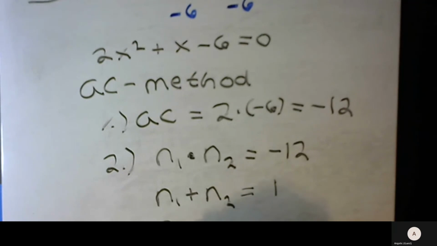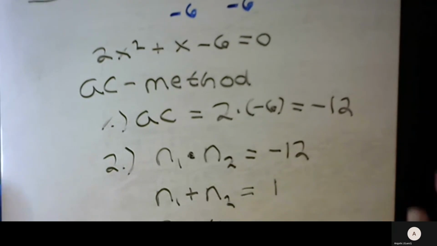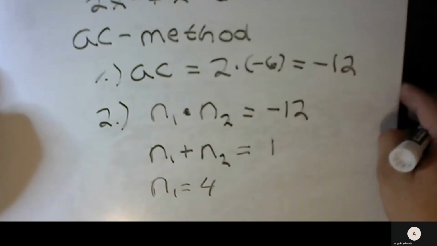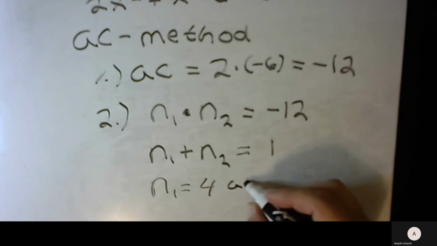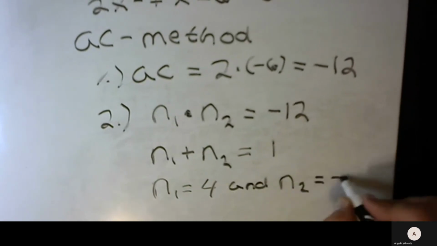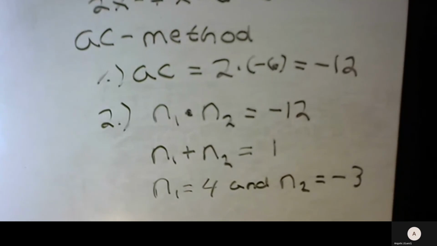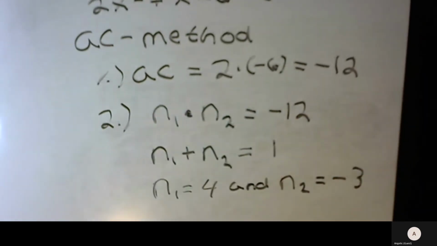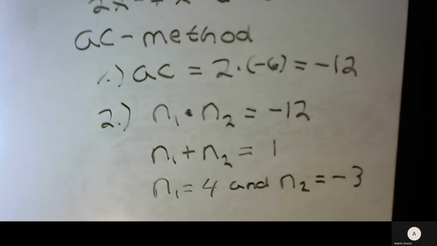It turns out numbers that do that are 4 and negative 3. 4 times negative 3 is negative 12. 4 plus negative 3 is 1. So that's our second step.